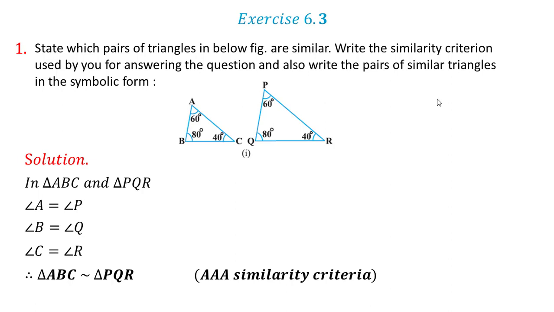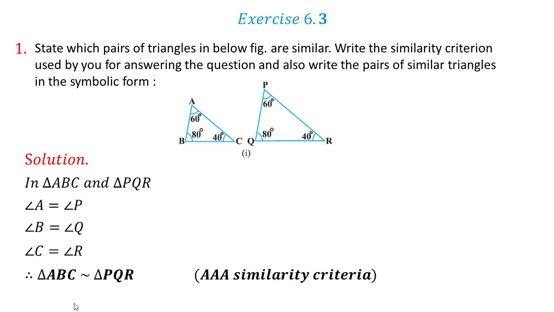Now, here you have the first question. State which pair of the triangles in the below figure are similar. Write the similarity criteria used by you for answering the question and also write the pair of similar triangles in the symbolic form. So you have learned different criteria like angle, angle, angle or angle, angle criteria. You have learned side, side, side criteria, side, angle, side criteria and so on. So based on those criteria, we have to see whether these two triangles are similar or not.